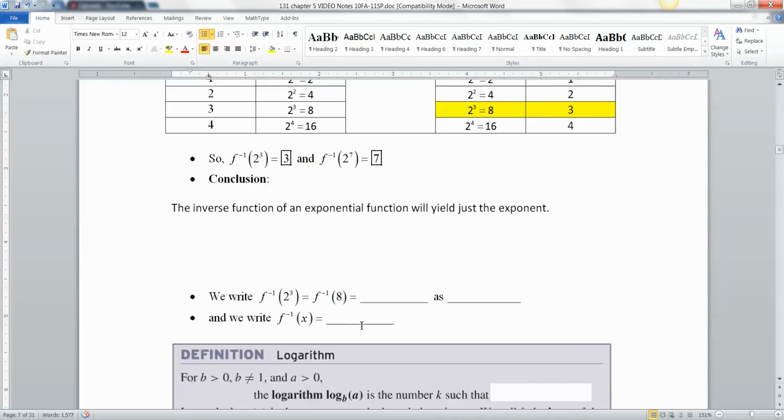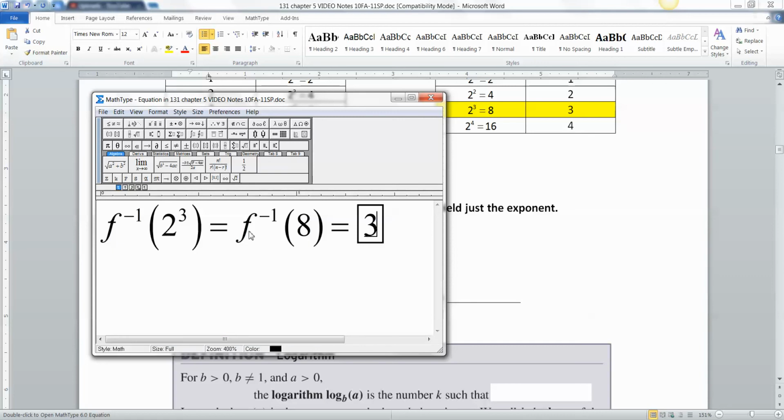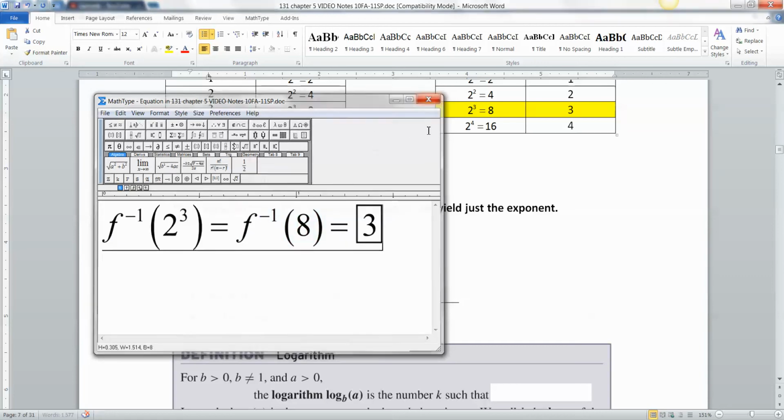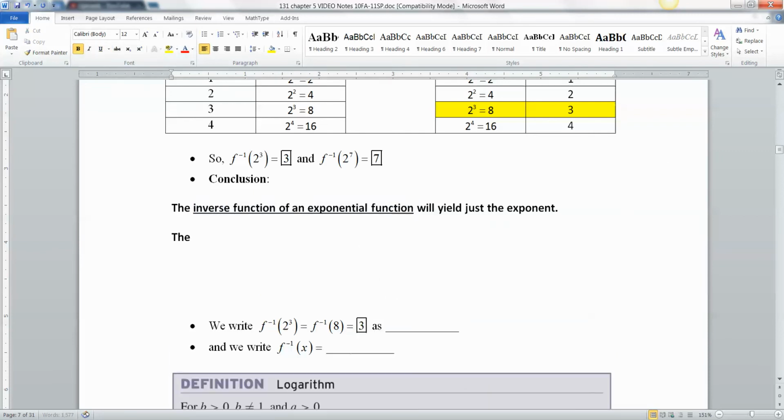Okay? All right, now we don't really write it like that because the inverse function itself doesn't really have any meaning. So we needed another way to write it. And what they decided to do was, well, first of all, we already said that this was equal to 3. We said that the inverse function of 2 to the third, which is 8, is 3. But they wanted to give it a name. You can't just say inverse function of exponential. That's a lot to say. So they wanted a word that would do that. And the word that they came up with is logarithm.